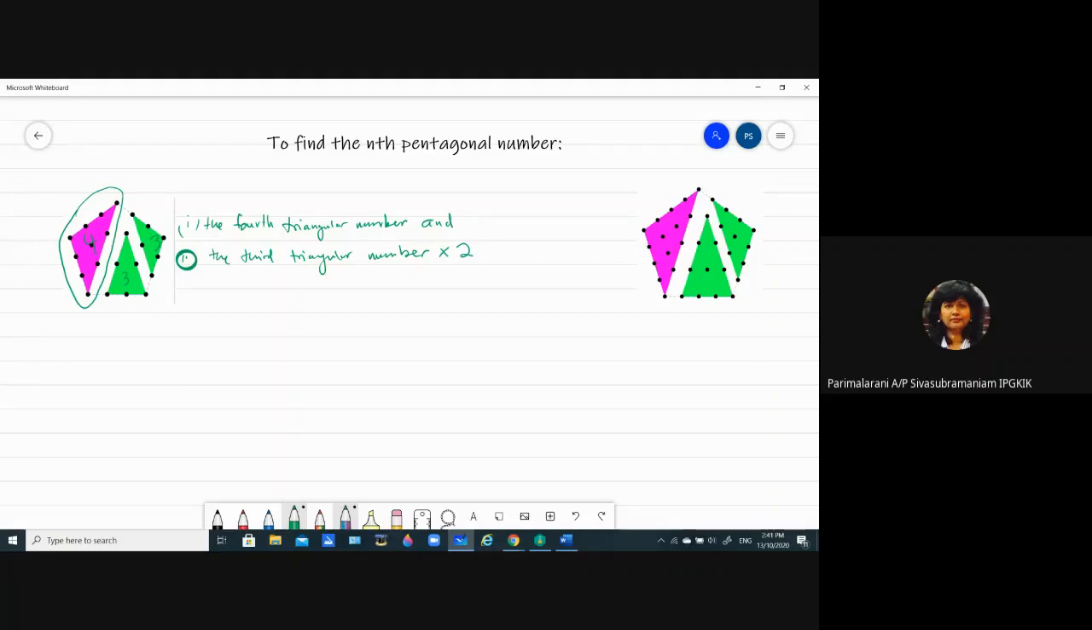So what is the formula for triangular number? What is the value of the fourth triangular number? We know that the formula for triangular number is n times n plus 1 divided by 2. So the fourth triangular number is 4 times 4 plus 1 over 2, correct? Yes. Plus, what is the third triangular number? 3 times 3 plus 1 over 2. But we have 2 of these, right? So it's times 2. So how much is this?